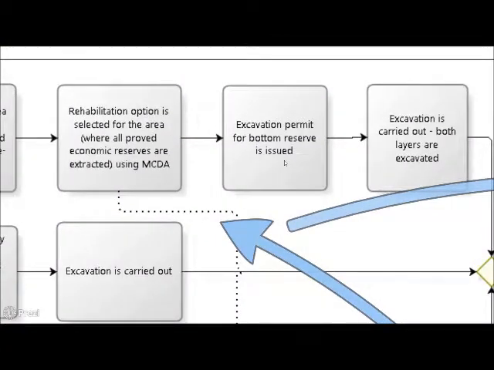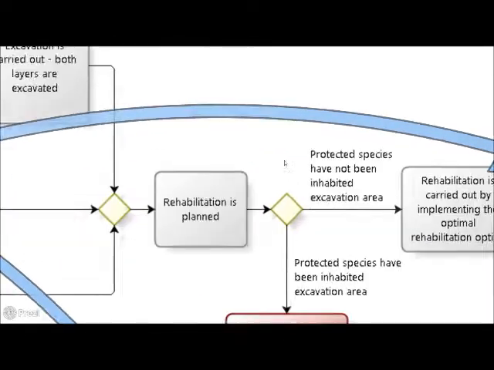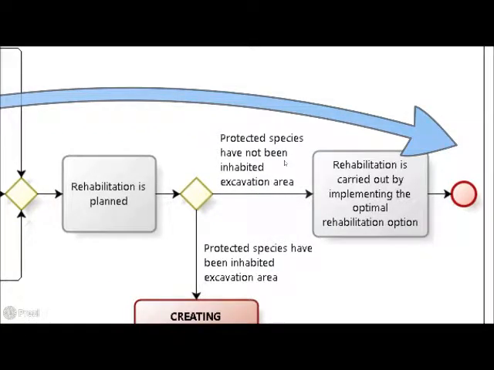So we now know the most suitable alternative. We have the excavation permit, and we can carry out the excavation. If there are no protected species living in that area during the excavation, then we can apply the most optimal reuse option, which was forest.